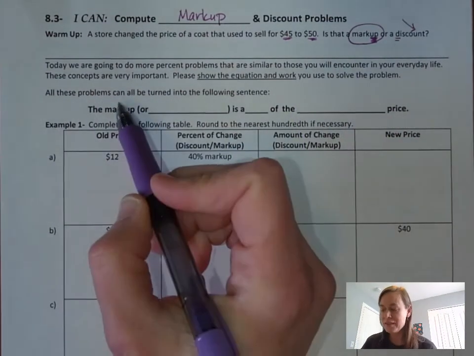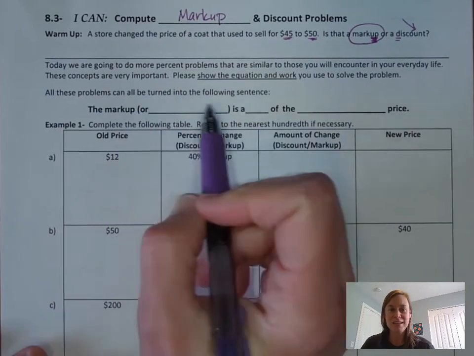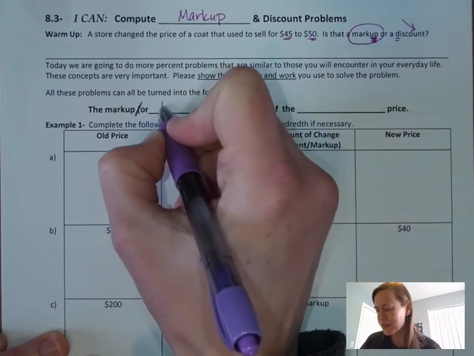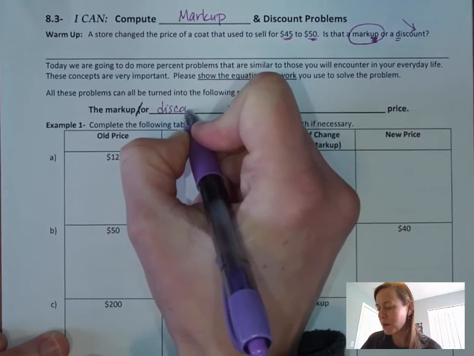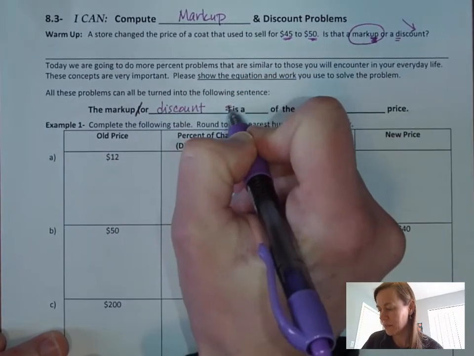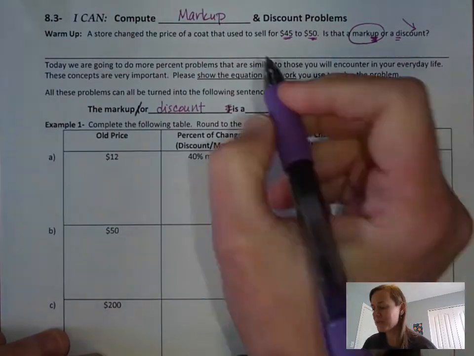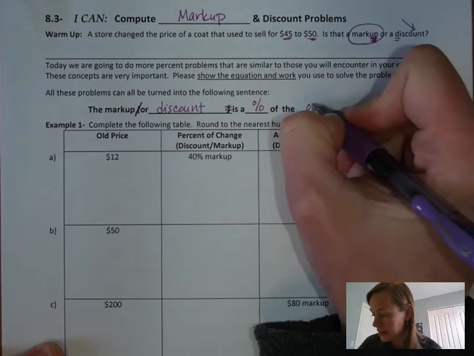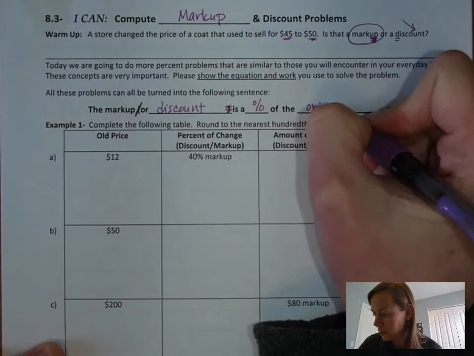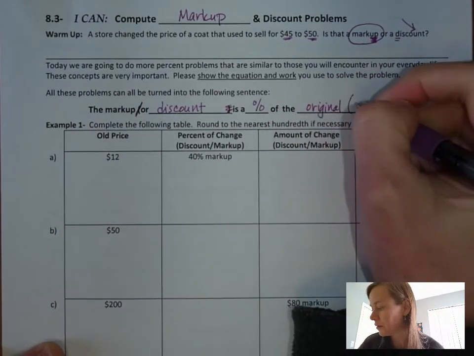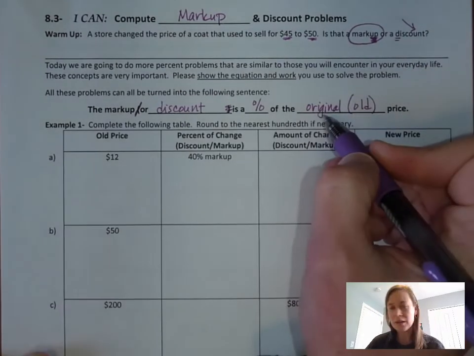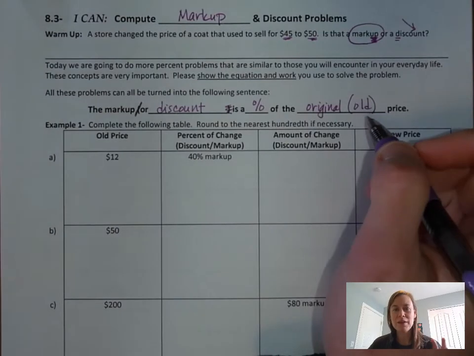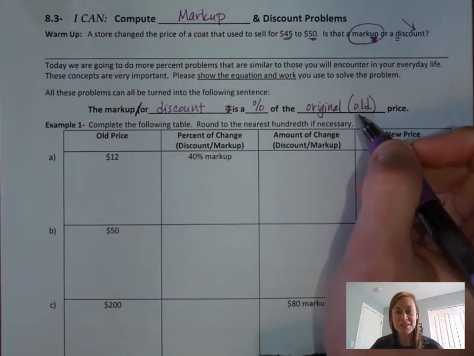Okay, so all of these problems can be turned into something like this following sentence. So the markup or the discount, it should really be a slash there, I think. It's either going to be a markup or a discount, okay? The markup or the discount is a percent of the original price, or we could say the old price. Sometimes we'll say original and sometimes we'll say old. Both mean the same thing. That is the price before the percentage is taken.